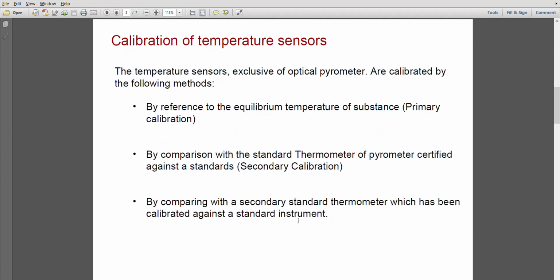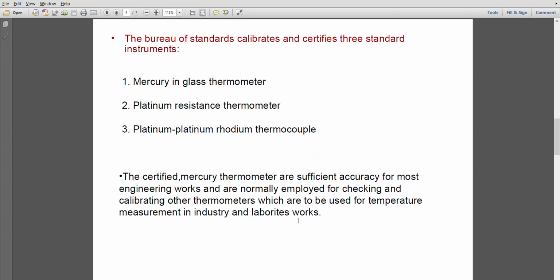Calibration of temperature sensors. Temperature sensors, excluding the optical pyrometer, are calibrated by the following methods. By reference to the equilibrium temperature of standard, primary calibration. By comparison with a standard thermometer or pyrometer certified against standard, secondary calibration. By comparing with the secondary standard thermometer which has been calibrated against the standard instrument at the primary or secondary levels. The Bureau of Standards calibrates and certifies 3 standard instruments.